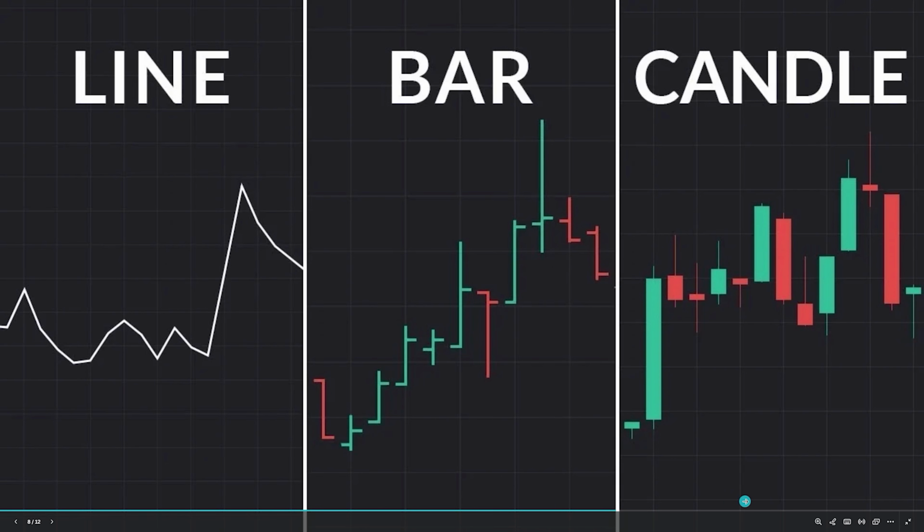So just to quickly go over, this is a line chart over here. A lot of people just use this. This is a bar chart where you have the open and the close.